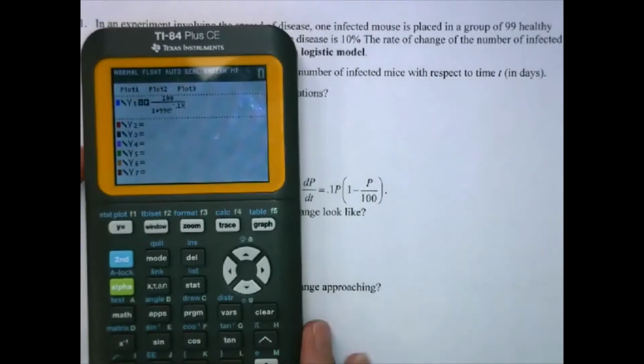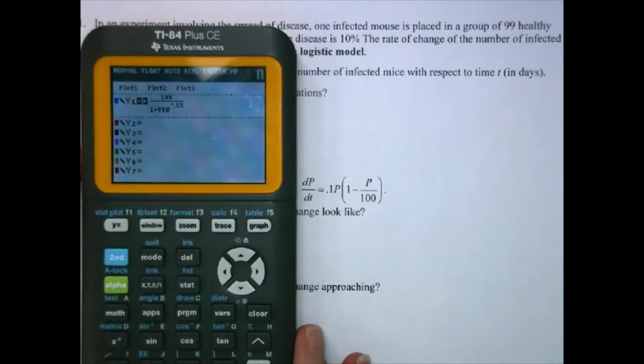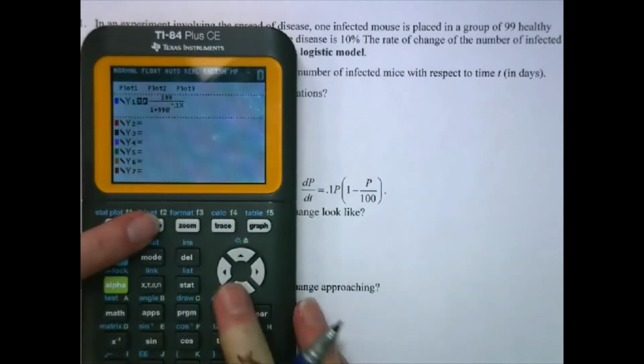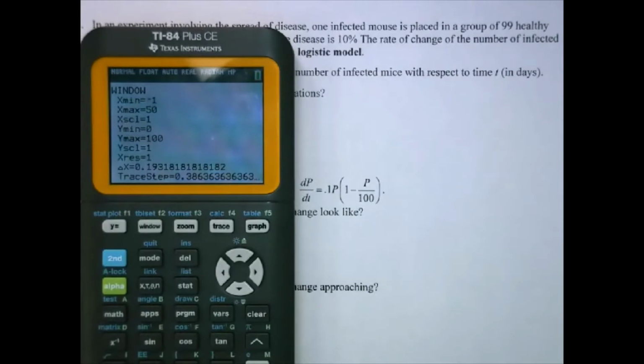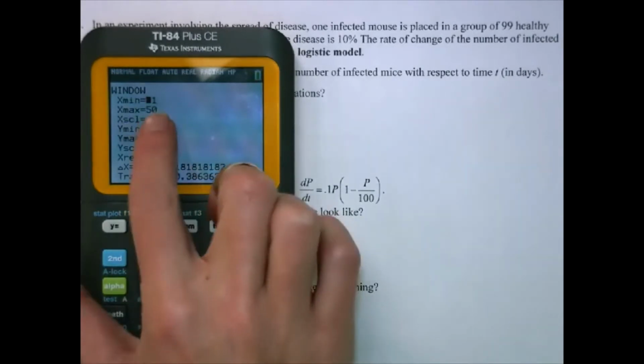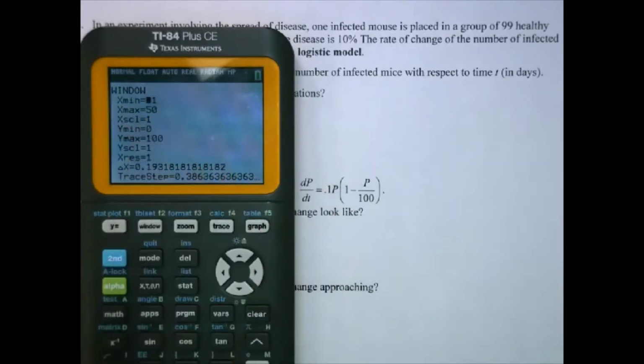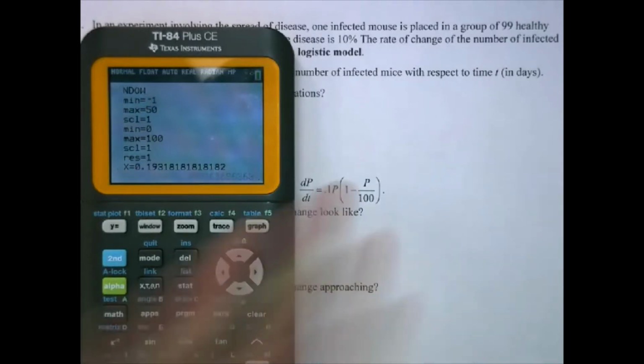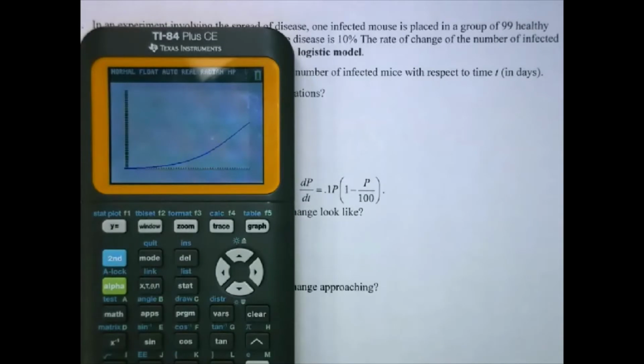Okay, so I have here the equation in my y1. For my window, for right now, and I'm going to change this in a minute, I'm going from -1 to 50 in the x direction. In the y direction, if there's only 100 mice in this thing, that's going to be a maximum, right? Because we can't infect more than 100 mice. So if I graph this, what does it look like? Looks kind of exponential, right?